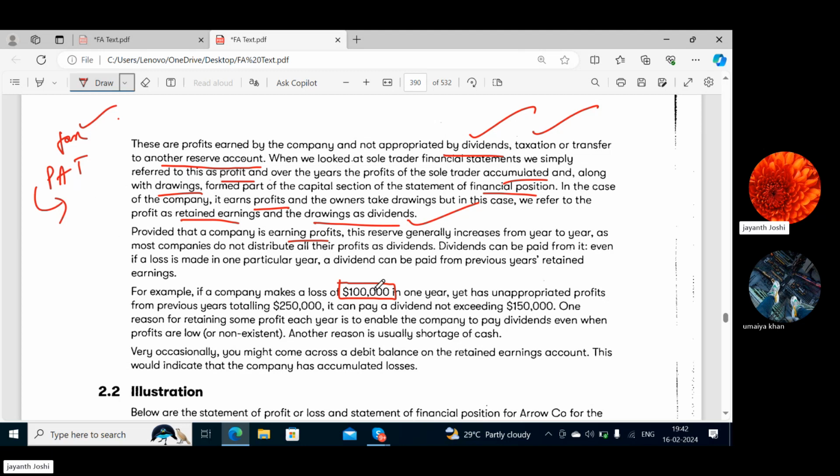So let's say there is a company which makes a loss of $100,000 in 1 year, yet has unappropriated profits from previous years totaling 250,000. So this is the profit they have. They can bring it to this year. This loss will be deducted from this profit and the leftover is 150,000. From that they can make the dividend payments. One reason for retaining some profit each year is that the company can either pay dividends or reinvest that in the future, or use this as capital. Yes, because it is the company's own capital and can be reinvested in the future.